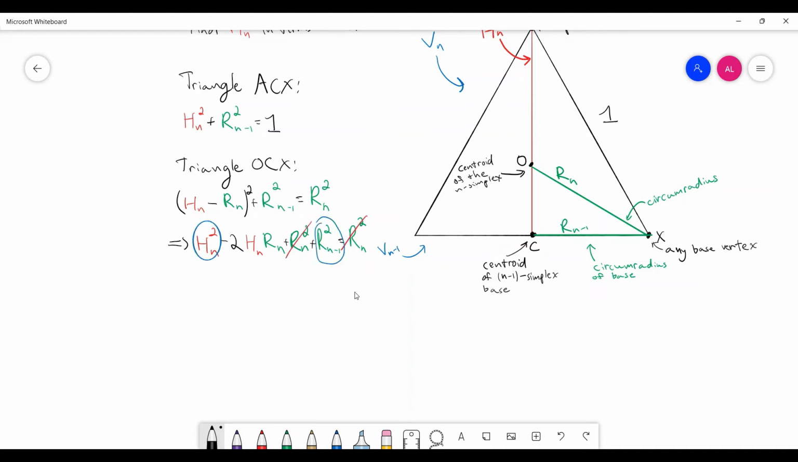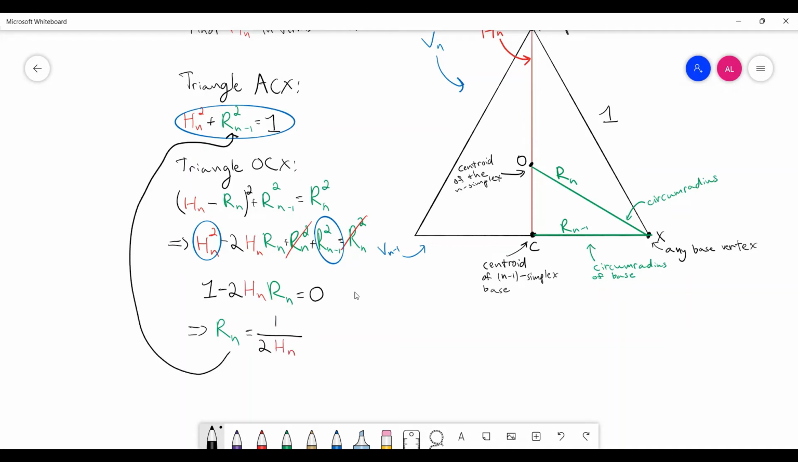And then notice that these two quantities right here, they're added up. And that is the same thing as adding these two quantities here. And as we know, that's equal to 1. And so we have that 1, which is the sum of the two blue quantities, is 2Hn Rn. And that's equal to 0 because the Rn squareds cancel. And so now we have an expression that relates Rn and Hn. So Rn equals 1 over 2Hn, which is actually a pretty nice result. It's actually like a really nice thing that we just calculated.